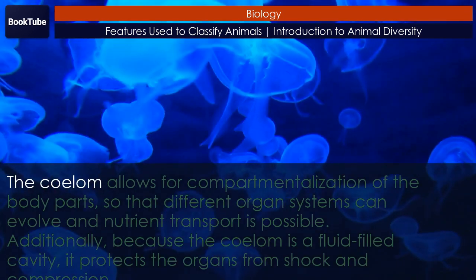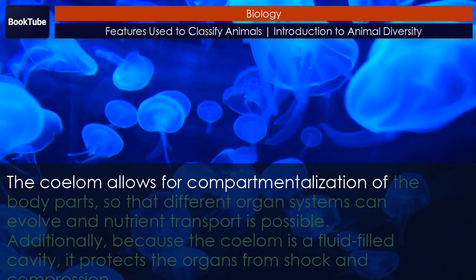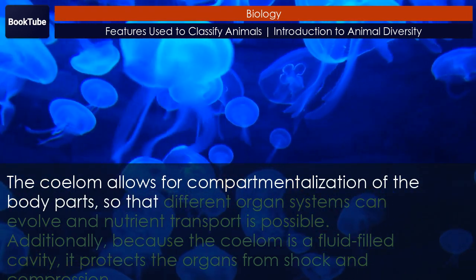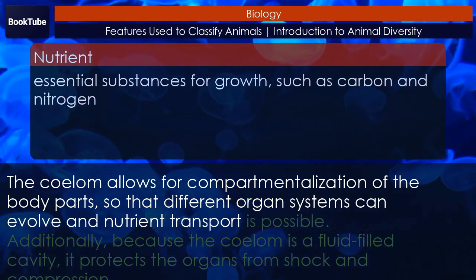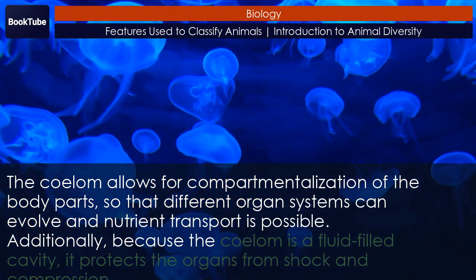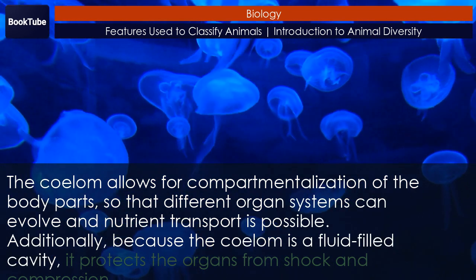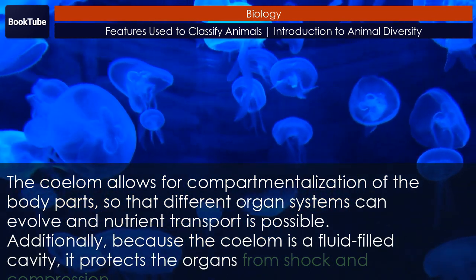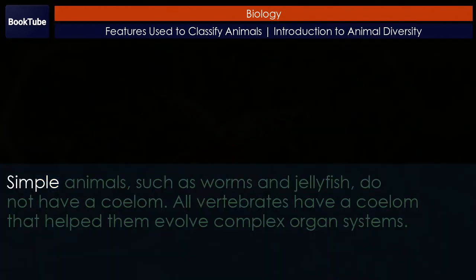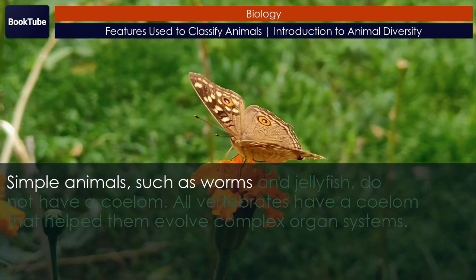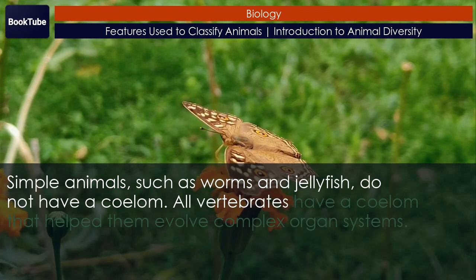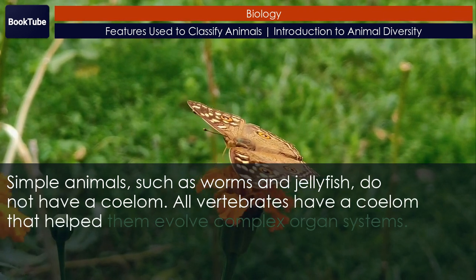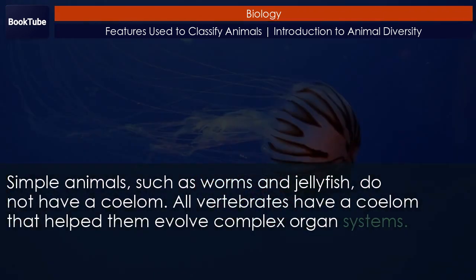The coelom allows for compartmentalization of the body parts, so that different organ systems can evolve and nutrient transport is possible. Additionally, because the coelom is a fluid-filled cavity, it protects the organs from shock and compression. Simple animals, such as worms and jellyfish, do not have a coelom. All vertebrates have a coelom that helps them evolve complex organ systems.